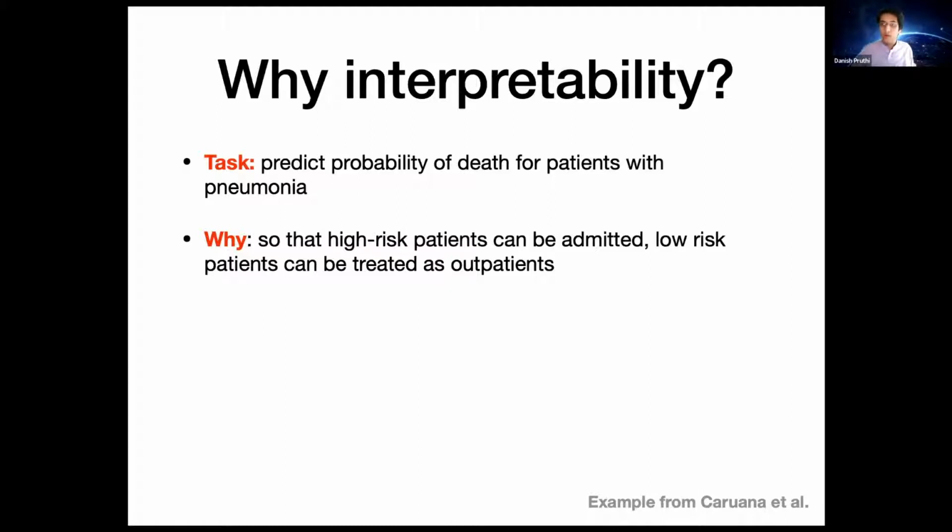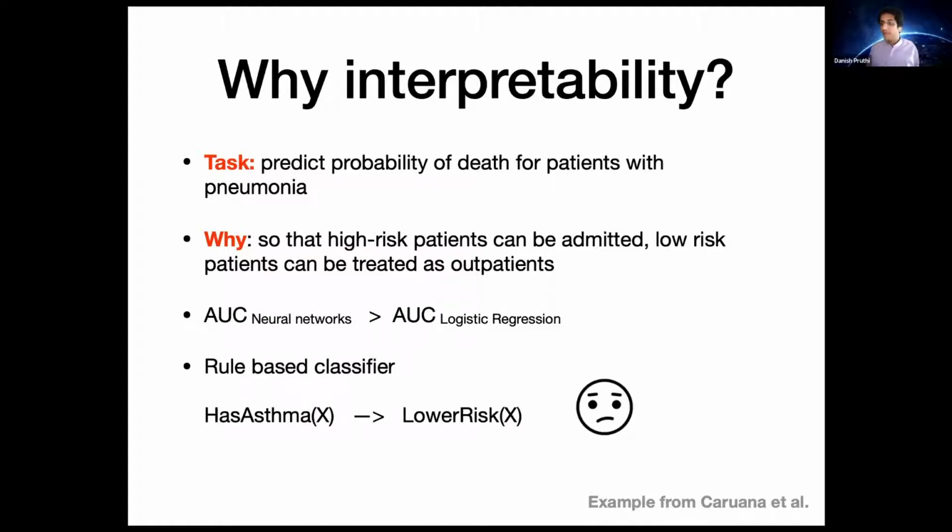If the probability was beyond a certain threshold, they would say this is high risk. Even back in the day, they found that neural networks were more accurate than simpler models like logistic regression. However, when they were trying to analyze the data set, someone suggested training a rule-based classifier and interpreting the rules it learned. One of the correlations discovered was that people who were coming in with asthma were marked as lower risk.